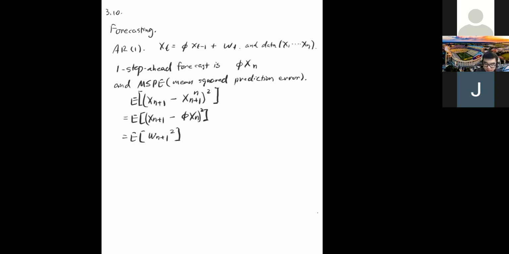And by definition, because we are considering the AR(1) model, the expectation of w_{n+1} squared is just equal to the variance of the white noise w. So the mean squared prediction error measures how good your prediction is. It captures the deviation of your prediction value, in expectation.